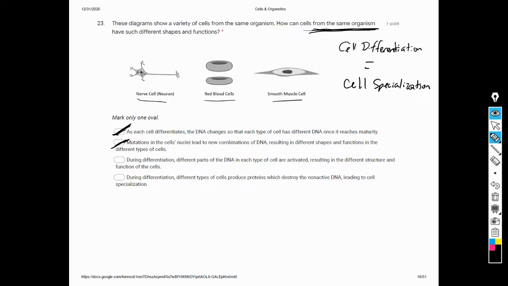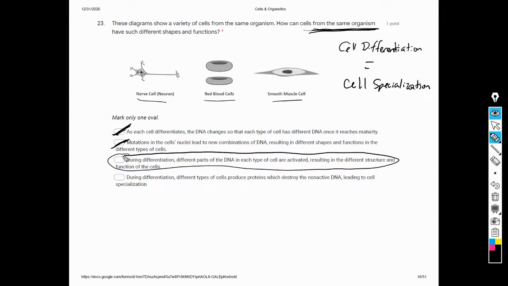Look at answer choice C. During differentiation, different parts of the DNA in each type of cell are activated, resulting in the different structure and function of cells. That is absolutely the correct answer. So notice it didn't say that the DNA changes. It says different parts of the DNA are activated, and that's how we get cell differentiation, which leads to cell specialization. Let's look at the last answer choice just to be sure we understand why it's incorrect.